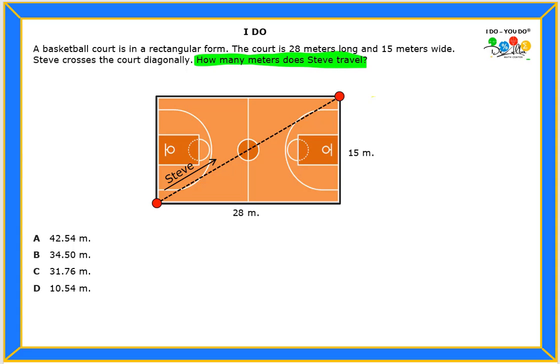Well, we're looking for the distance that Steve travels if he goes from one corner of that court to the opposite. So basically, that's the distance that I'm looking for. Now, keep in mind that even though that's a rectangle, you can actually make a triangle if I use only these three sides. Why would you want to make a triangle, miss?